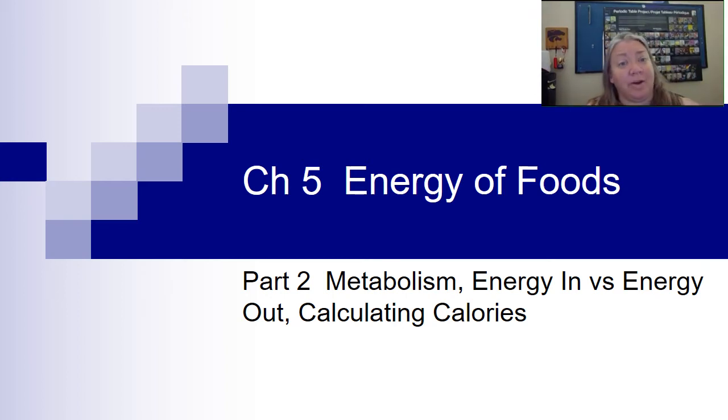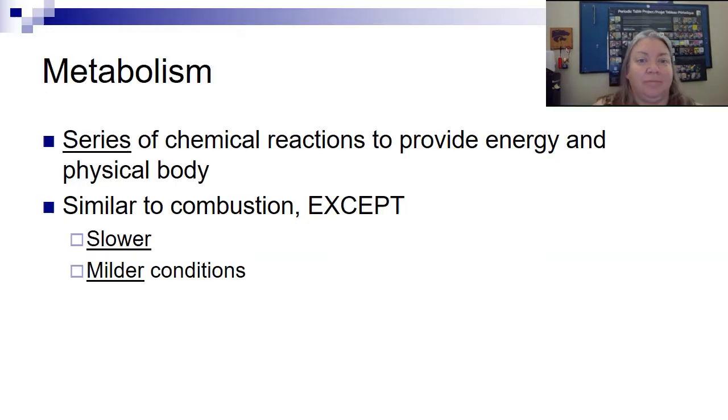Now, for the second part of this chapter on energy of foods, we're going to be talking about metabolism. You've heard that some people have a high metabolism or a low metabolism. What does that actually mean? What's involved with metabolism? Then we're going to talk about how we get our energy and how we use our energy. So energy in and energy out. And then finally, how to calculate the calories in a food item.